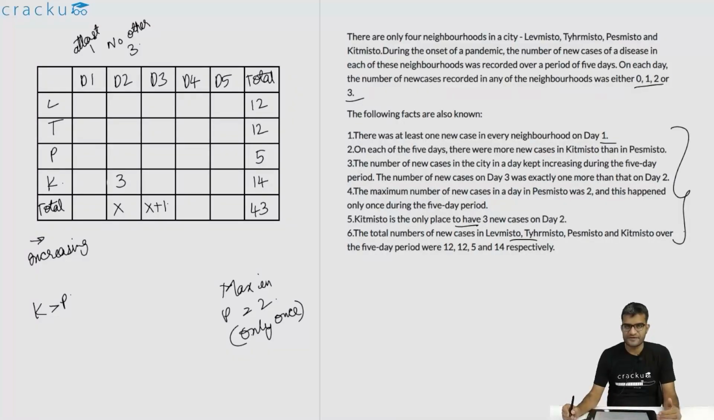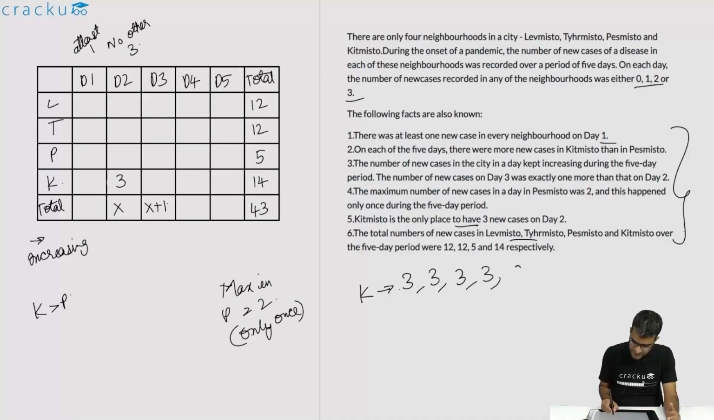The second thing to identify is the distribution. Identifying the distribution of K is easy. You have to distribute 14 across 5 days, and it can be only 0 or 1 or 2 or 3. So that would imply that it has 4 3s and 1 2. This is the only way in which you can distribute 14 across the 5 days such that all of them are less than or equal to 3.